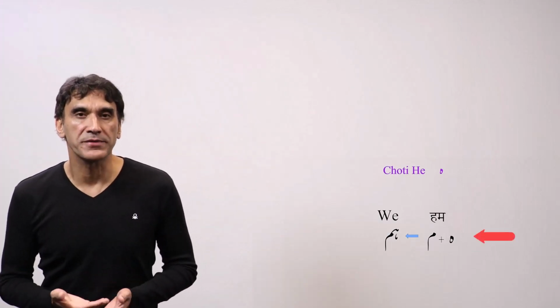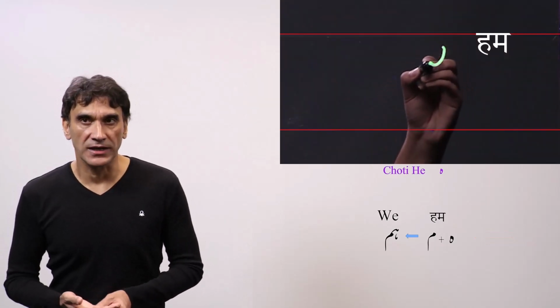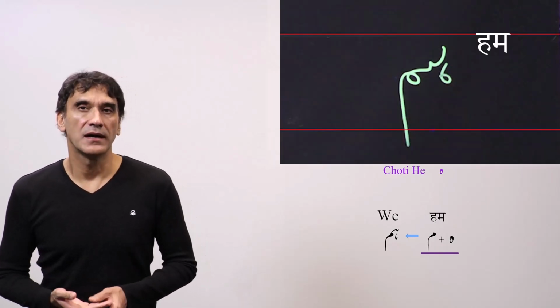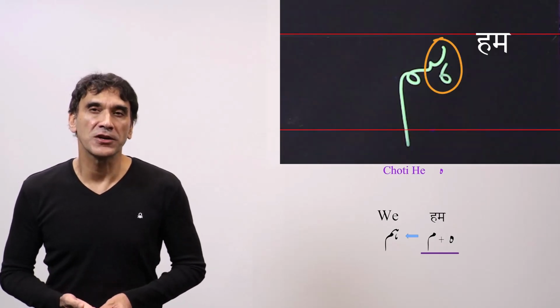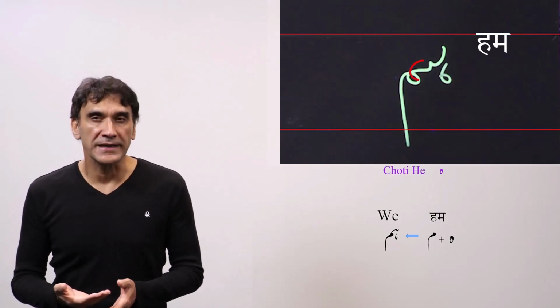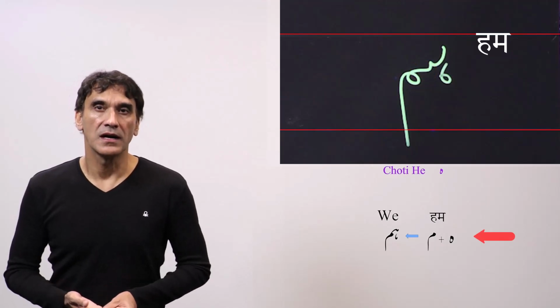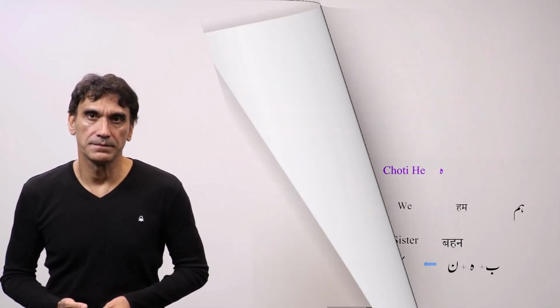The first word is hum, the first person plural subject pronoun, we in English. Here Choti He comes as an initial letter. The spelling is Choti He plus mim, hum. So you write the initial form of the Choti He and connect it with the final form of the letter mim. So Choti He plus mim, hum.